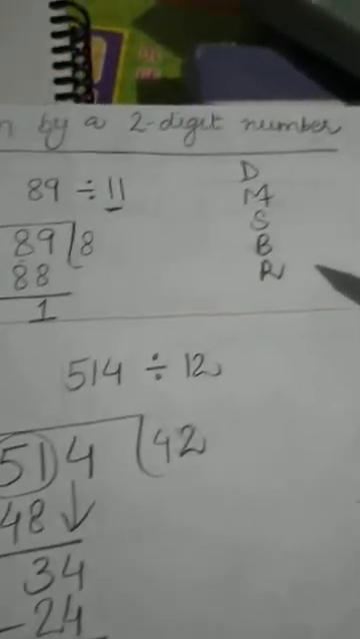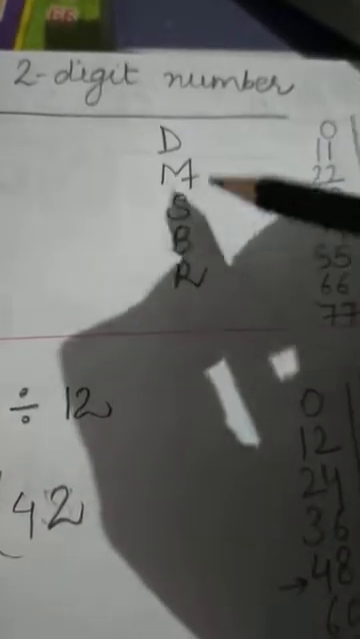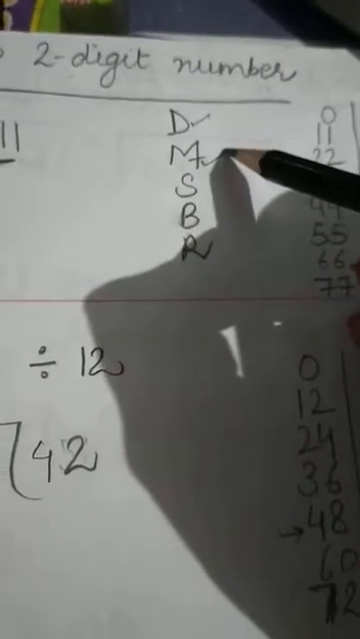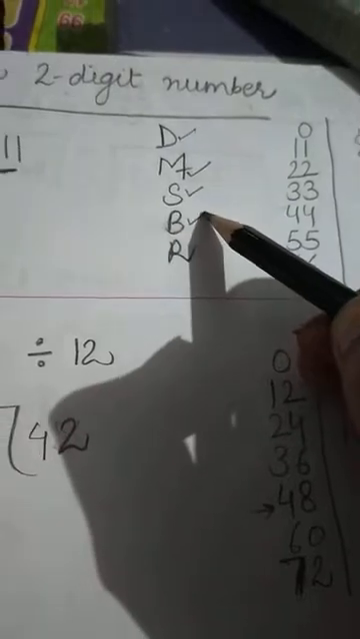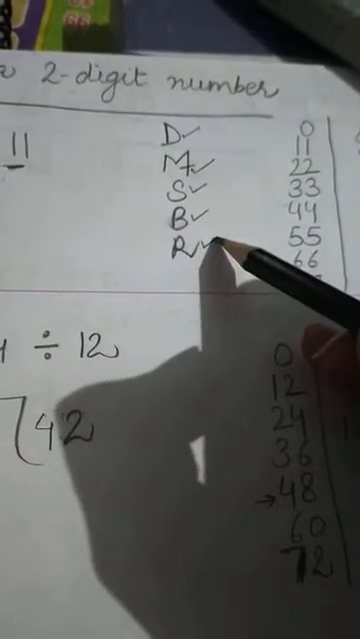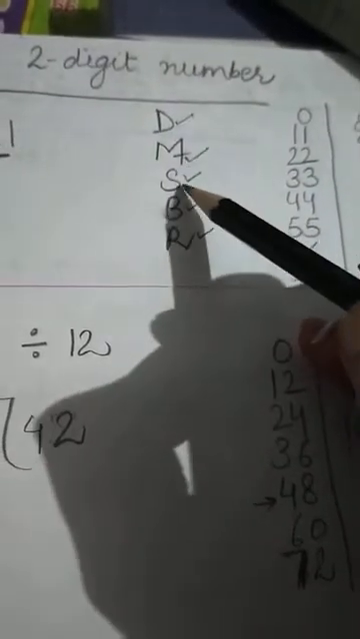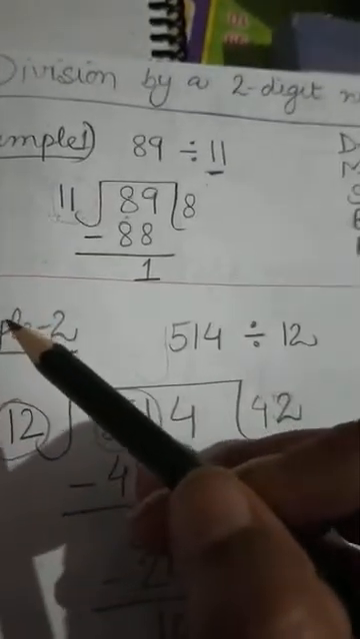Yes friends, as in my previous video, I have told you how to do division sums and which steps we should follow. First is divide, second is multiply, third is subtract, fourth is bring down, and next is repeat. Divide, multiply, subtract, bring down and repeat. Now we will use these steps to solve the sum.